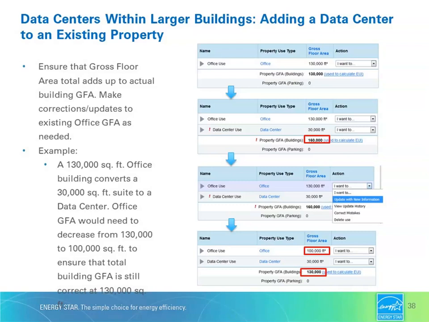What actually happened is that 30,000 square feet of office space was converted into data center space. So when the data center space is added, 30,000 square feet of office space goes away. And so that results in the correct total property gross floor area of 130,000 square feet that we see in the final screenshot.